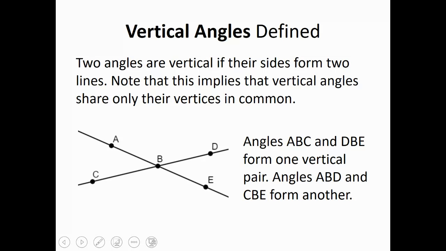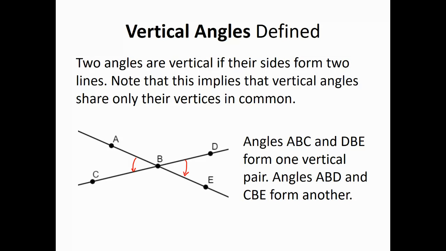Vertical angles, we will make use of these all throughout our class. We will prove something quite important about them in chapter 3. For now, we will simply have our definition. We say that two angles are vertical if their sides form two lines. So look at the diagram that I have. Consider, for instance, angle ABC and angle DBE.